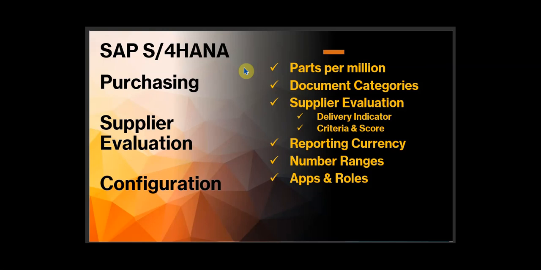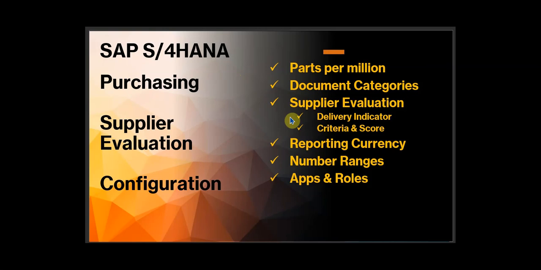Okay, welcome to this S4HANA video about purchasing supplier evaluation, more specifically the configuration side. I'll be taking you through the parts per million configuration, document categories that you have to select to set this up. Then more specifically, how we set up the delivery indicator, how that's used in this process.